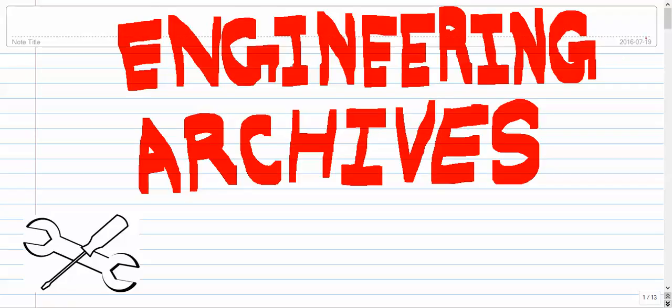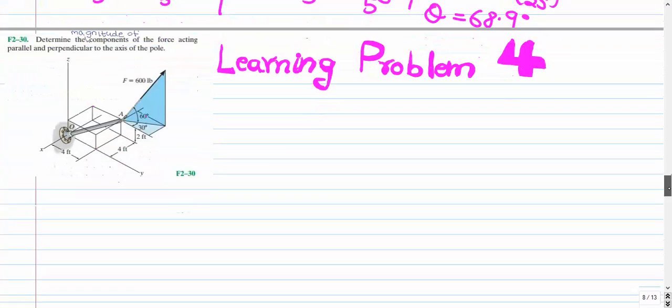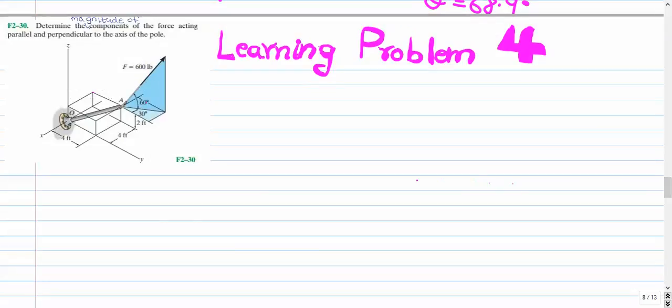This video we are going to look at learning problem number 4 for this chapter, dot products. So this problem says, determine the magnitude of the components of the force acting parallel and perpendicular to the axis of the pole.